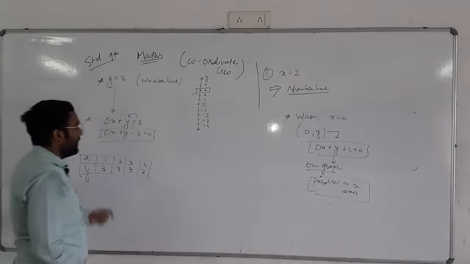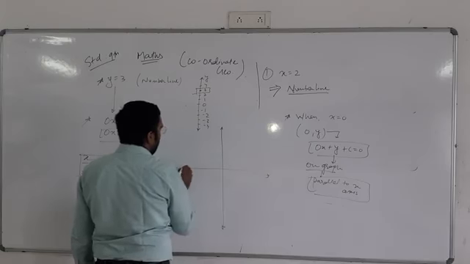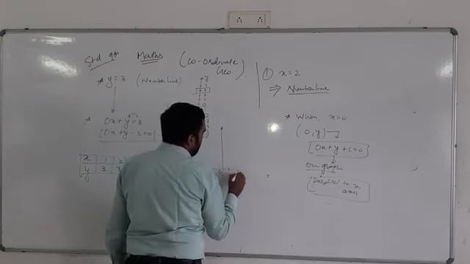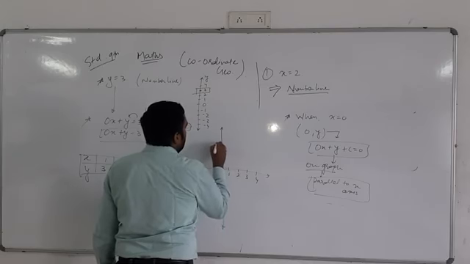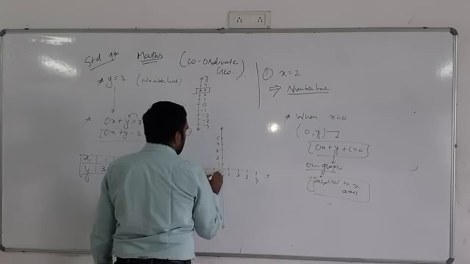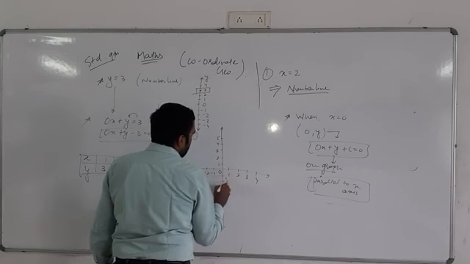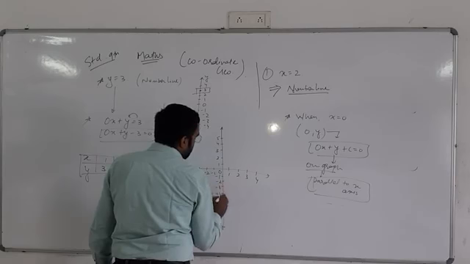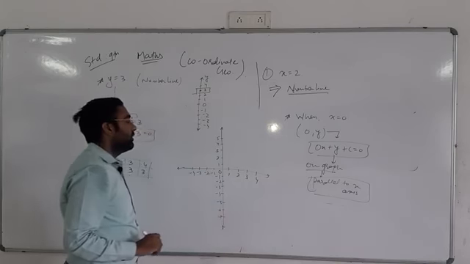Okay. So as per these coordinates, I will show the graph: 0, 1, 2, 3, 4, 1, 2, 3, 4, 5, -1, -2, -3, -4, and 1, 2, 3, 4, that is my -1, -2, -3, -4, -5, -6, and -7. Okay.